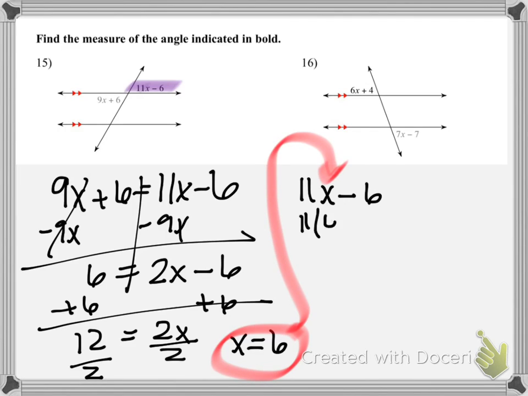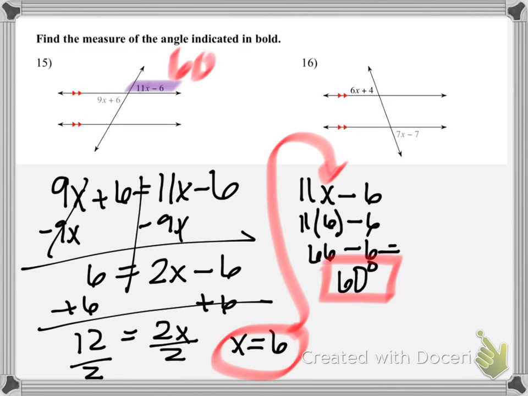So we have 11 times 6 minus 6. 11 times 6 leaves us with 66, and if we subtract 6, we're going to get 60. And so remember, this is the measure of an angle, therefore it will be in degrees. And so our answer here would be 60 degrees. Okay.